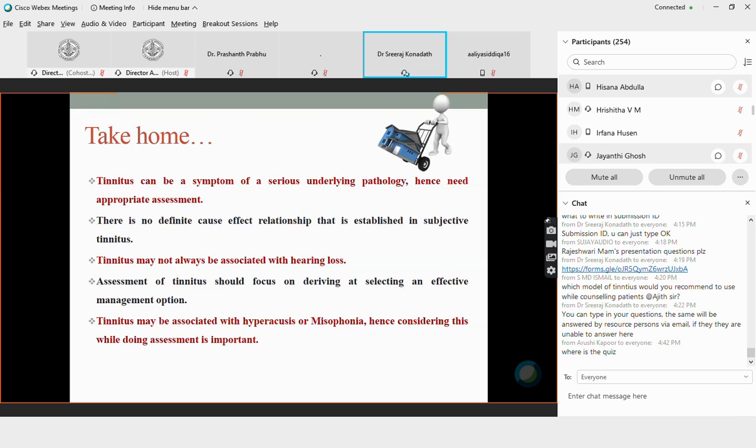And the assessment of tinnitus should focus on arriving at selective and effective management options. Just doing an evaluation is not going to be beneficial. Why do you want to do it? What is the line of management? Sometimes if you have an accompanying hearing loss, remember that giving a hearing aid is going to be beneficial.